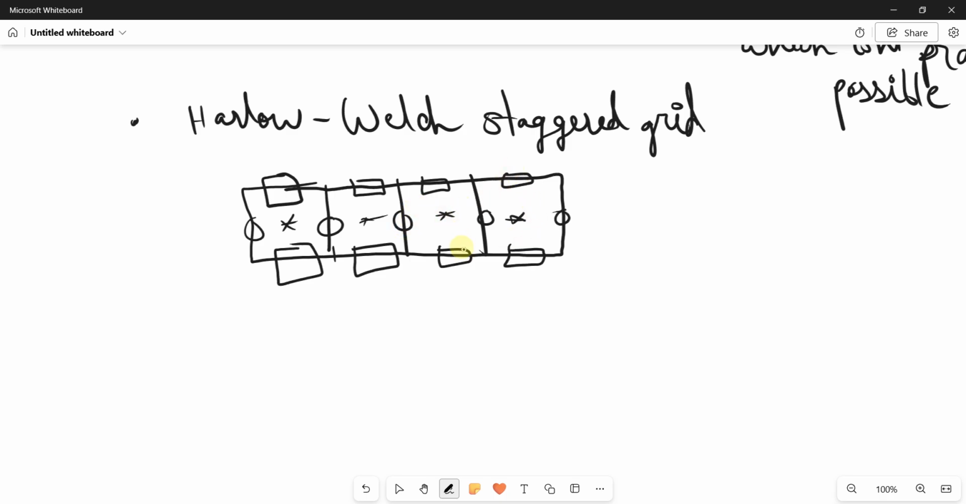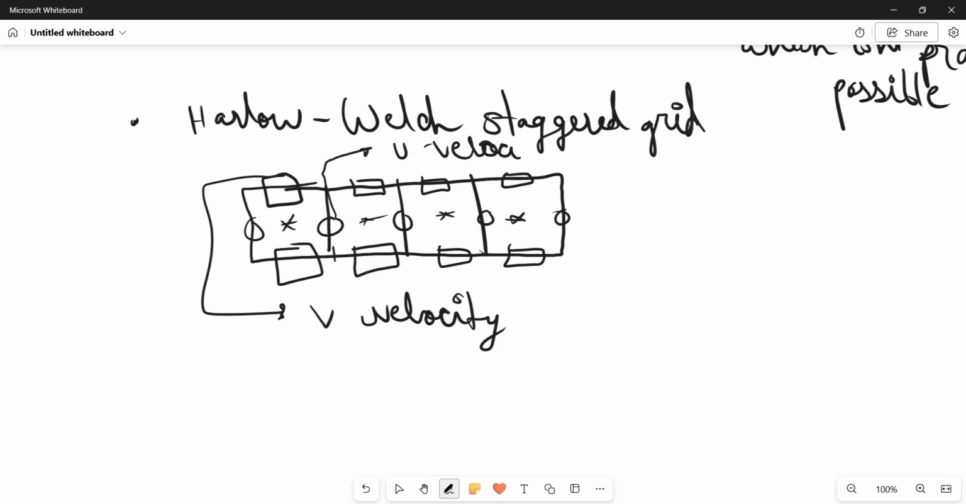So yeah, your squares are, let's say, v velocity, and your circles are u velocity, and your star is pressure. So what does it mean? You don't have to remember all this. You just have to remember that the pressure is stored at the center and velocities and the rest of the parameters are stored at the edges or the faces of the cell.